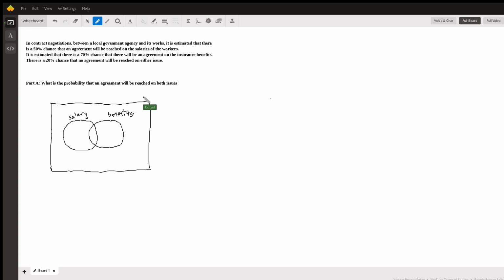Now what they want is the probability that they'll reach an agreement on both salary and benefits. So I'm going to call that X, because that's what we're after. This is just a good general technique. Figure out what they're asking and then make that X. We're so used to solving for X in school, so it's a useful tip to always make it X when you're doing a word problem. Try to figure out what they want and call that X.